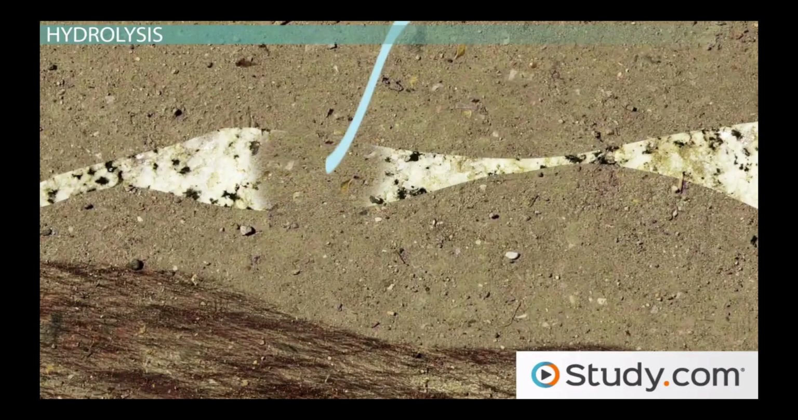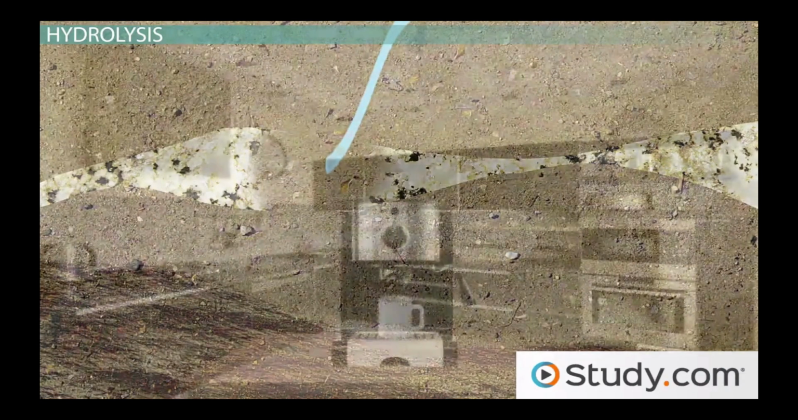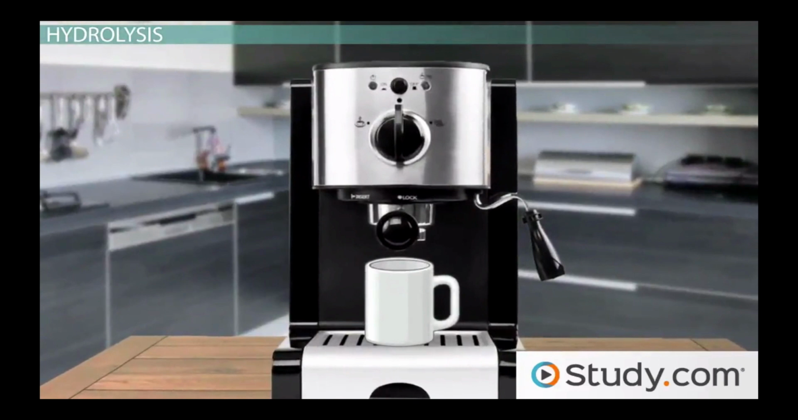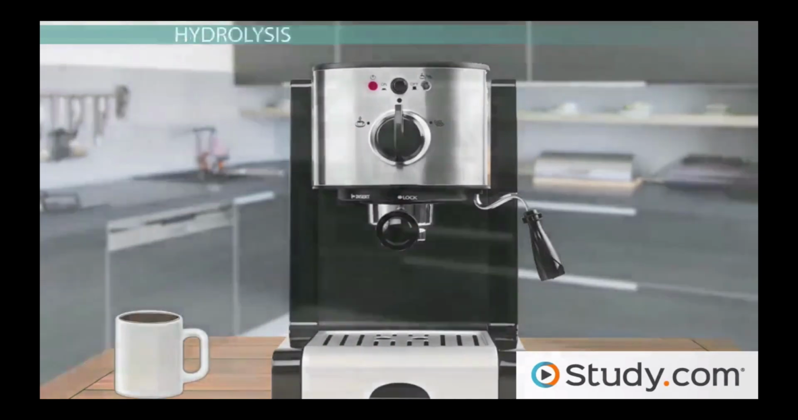An easy way to remember hydrolysis is to think of it as the same process you go through each morning when you make a cup of coffee. When the water you add to your coffee maker heats up, it filters down through the coffee grains. The water chemically reacts with the coffee grains, giving you a chemically different substance called coffee.